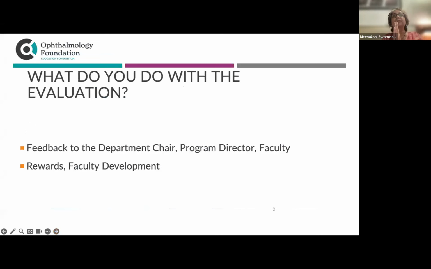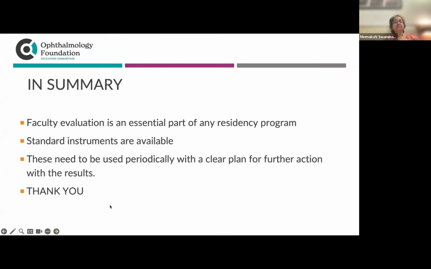So finally, as we talked about program evaluation, what do you do with the evaluation? As I told you, feedback to the department chair, program director, and to the faculty themselves. And for those that seem to be lagging behind, faculty development, maybe not thrust upon them, but suggested to them. And the ones who are really doing well, maybe they could have a rewarding system, like a best teacher award. I think many programs have that. The best teacher award is given out every year at the residents' graduation day. So that may be one way of doing something with the evaluation.